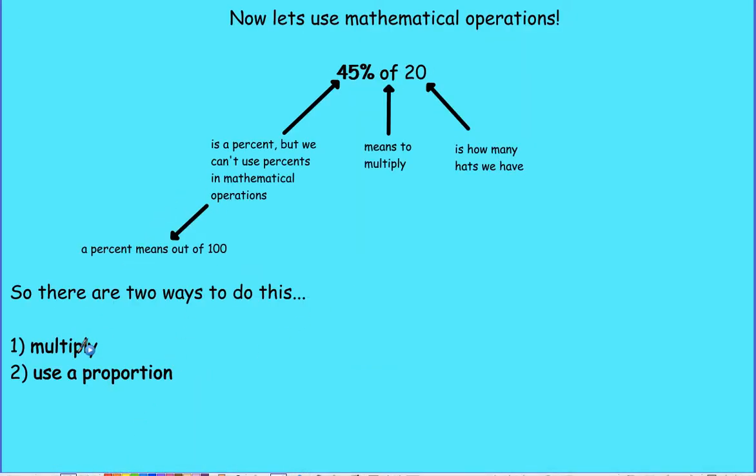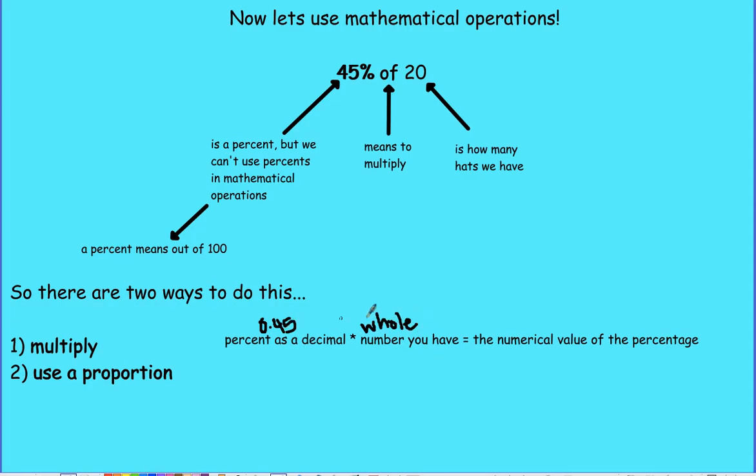All right, so going back and looking at this, when I multiply, I know that I can take the percent as a decimal. So in this case, it would be 0 and 45 hundredths times the number you have, and that's going to be the numerical value of the percentage. Now, yes, you need to write this down, but the other thing that I want you to write above this, the number that you have, it's your whole. So you're looking for 45% of your whole, and that's equal to the part. So it's always your percent times your whole equals your part.